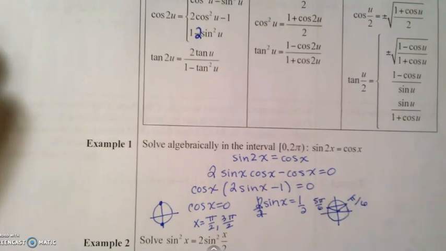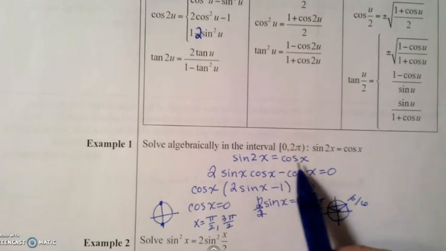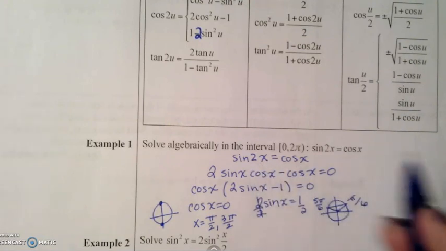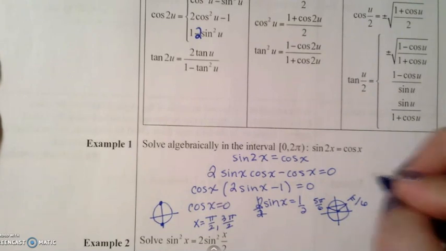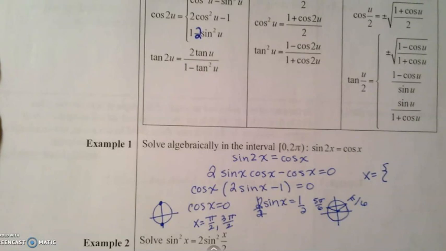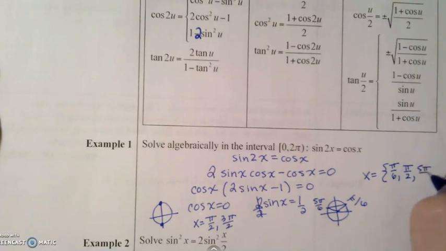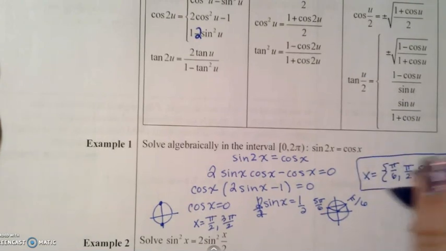And then we need to check for any extraneous solutions. Well, I don't have any tangents, I don't have any reciprocal functions, so we know that the denominators are okay, which means that all 4 of these are my solutions. So x equals, you don't have to put them smallest to largest, but I like to. So pi over 6, pi over 2, 5 pi over 6, 3 pi over 2. And that will be my solution.